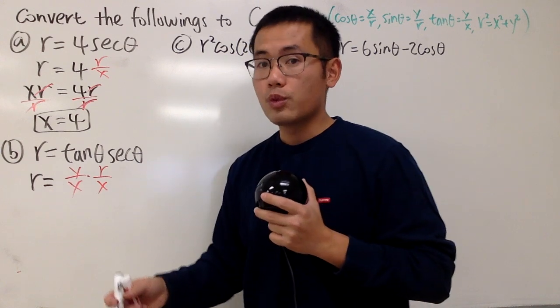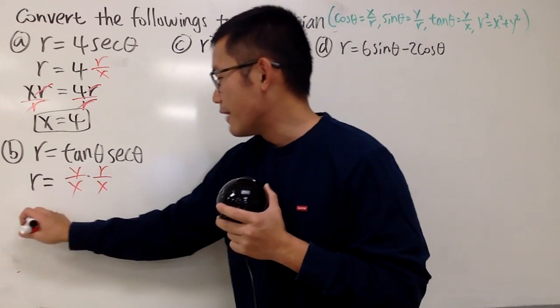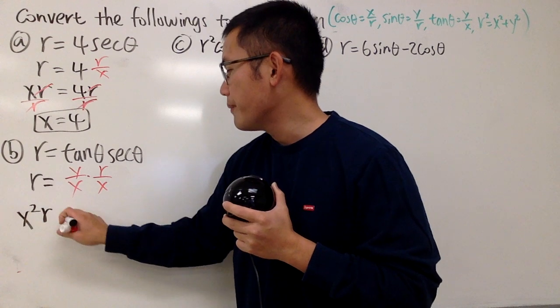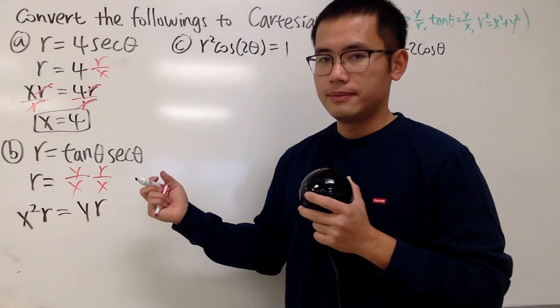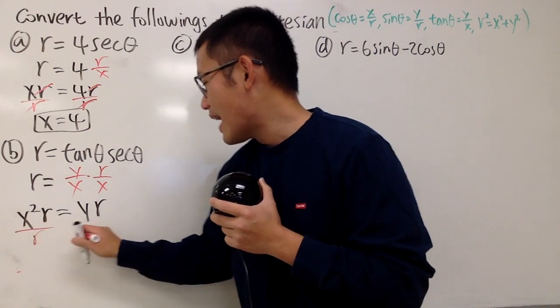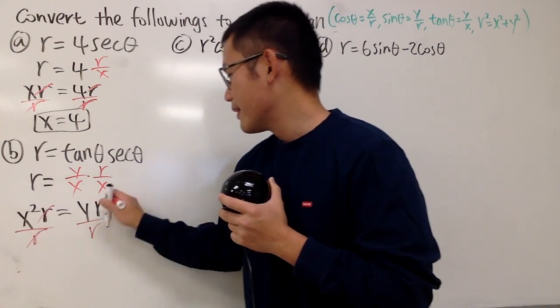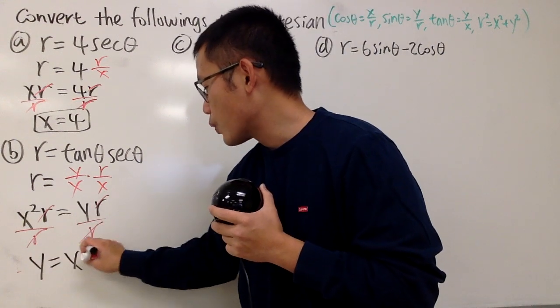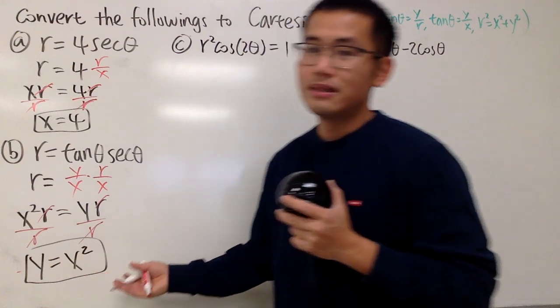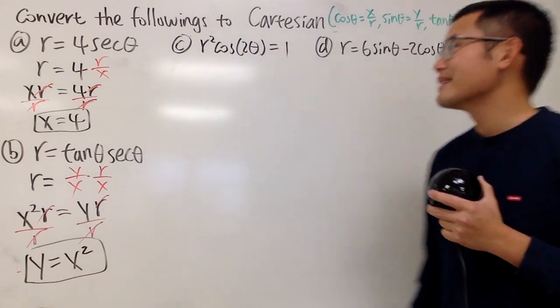Now, as we can see, we have x times x, making x squared on the denominator, so we can multiply the x squared on both sides. Therefore, we have x squared times r, that's equal to y times r, like this. And then, of course, divide both sides by r, and we end up with y is equal to x squared. Of course, this is the famous parabola, so it's like that, right?